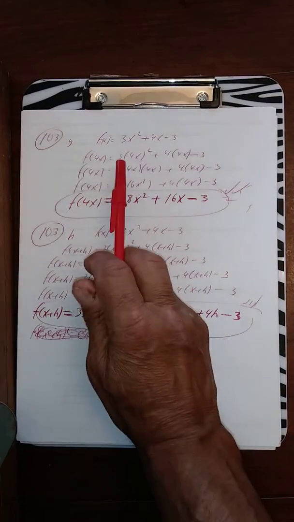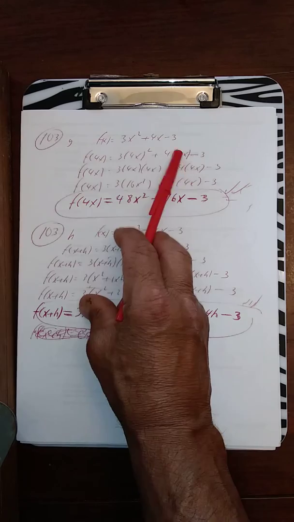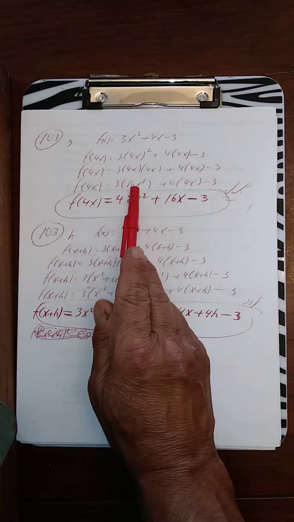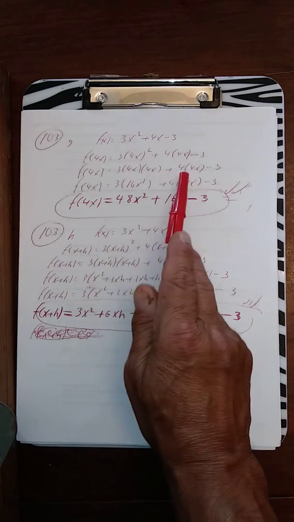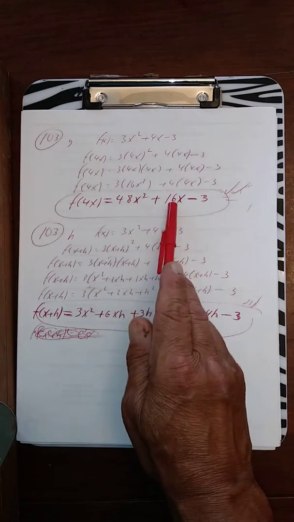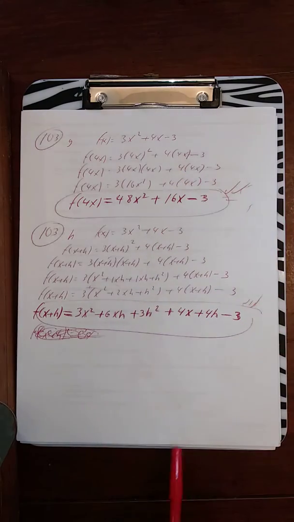So now, put 4x in there. 4x times 4x is 16x squared, times 3 is 48x squared. 4 times that is 16x, and then minus 3, bring it down. That's it, we're done.